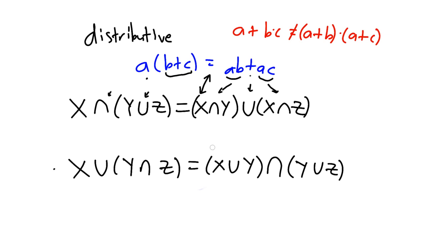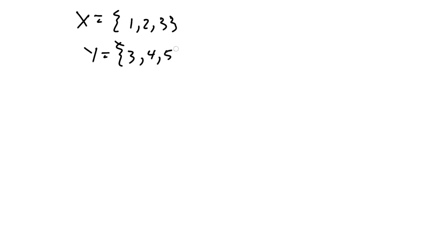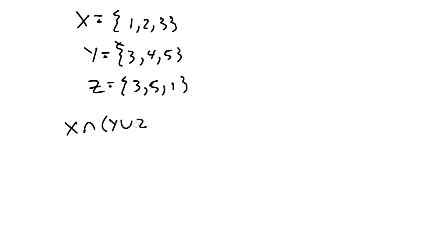So if we want to see this as an example, just for some extensional examples, what if we said X is 1, 2, 3, and we'll say Y is the set 3, 4, 5, and we'll say that Z is the set 3, 5, 1. All right, let's just test this out to make sure it works. So we're trying to verify that indeed X intersect Y union Z does in fact always turn out to be a set with the same members, the same extension as X intersect Y union X intersect Z. So let's just kind of verify this here, right?